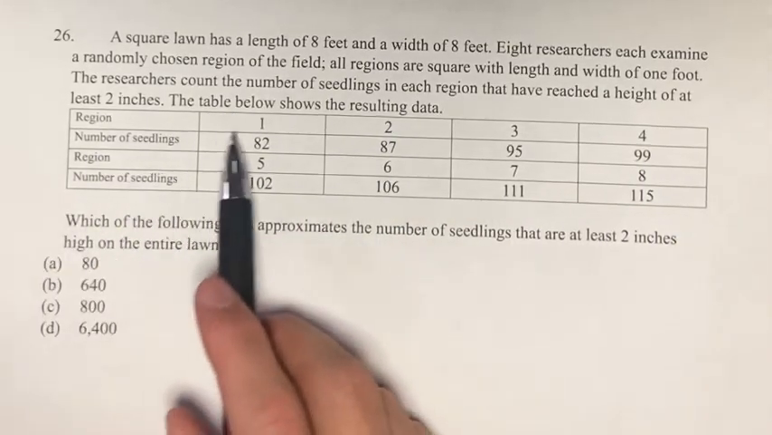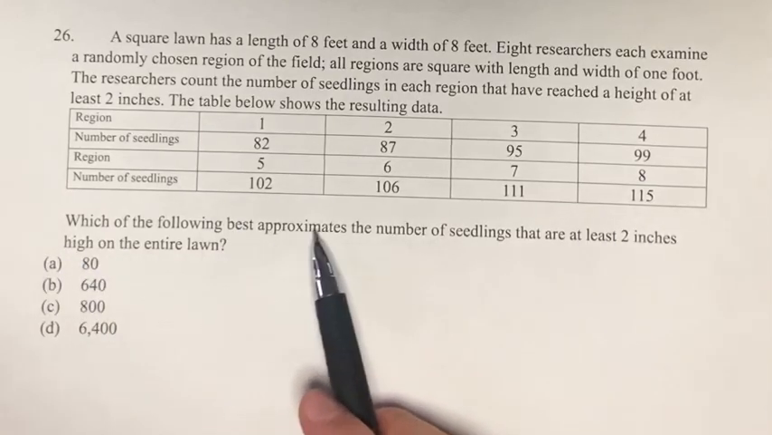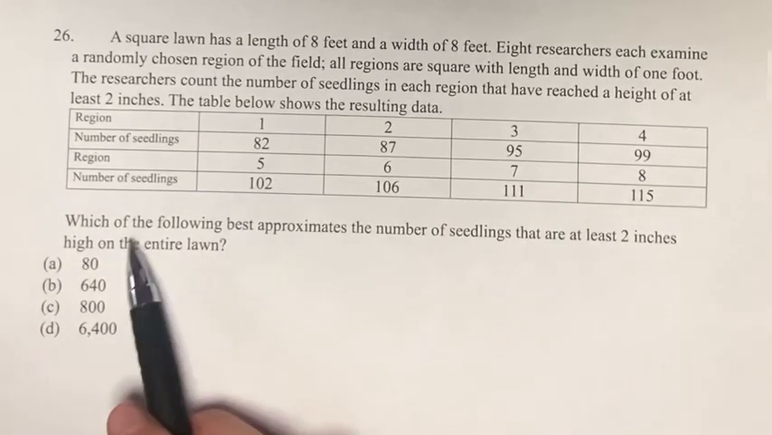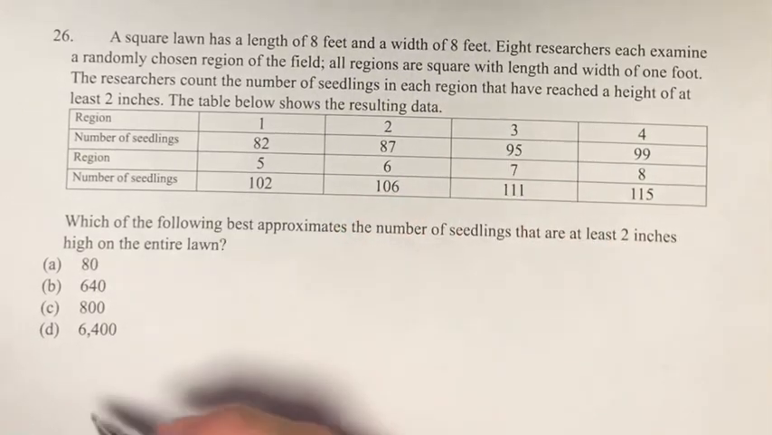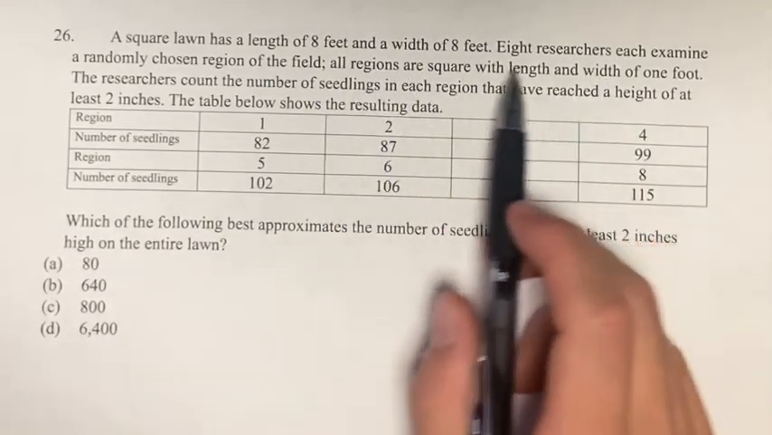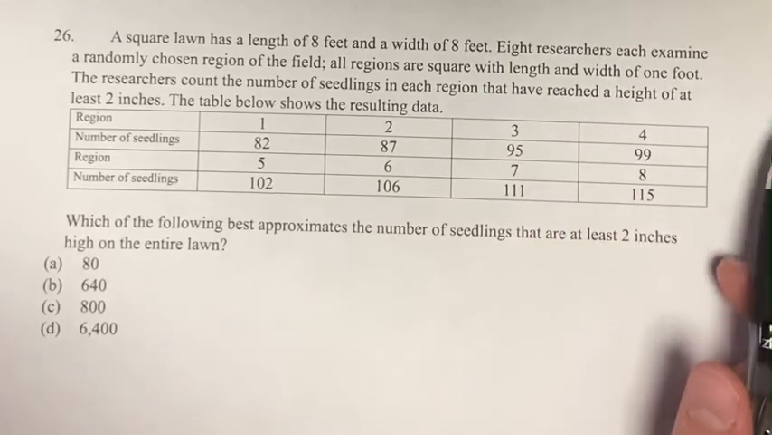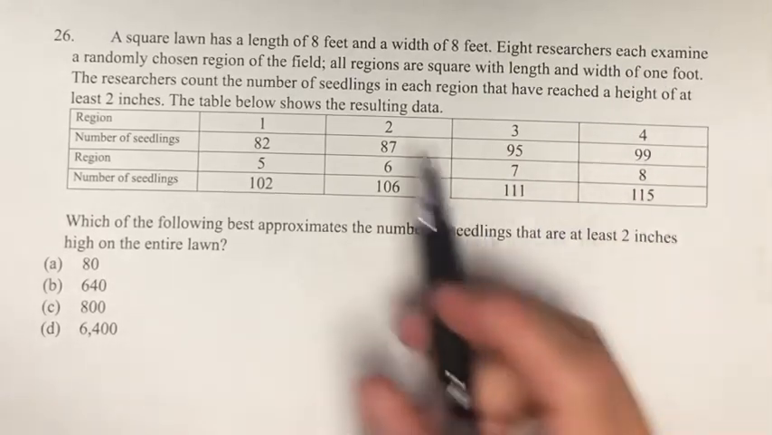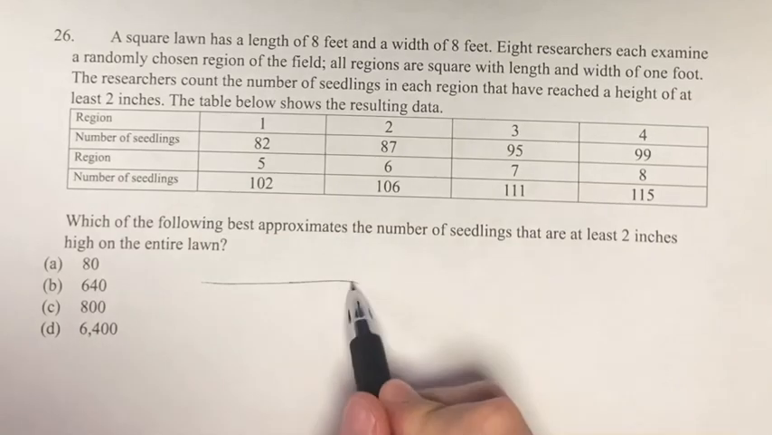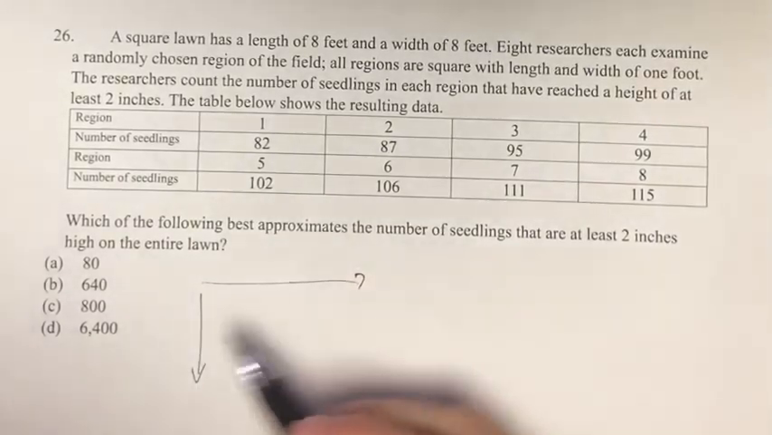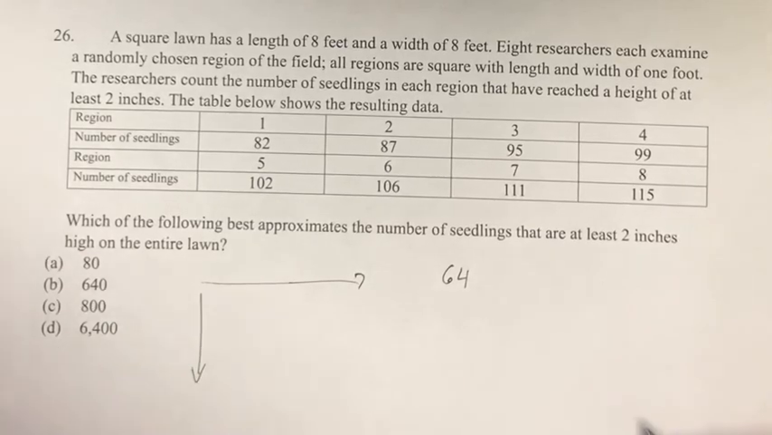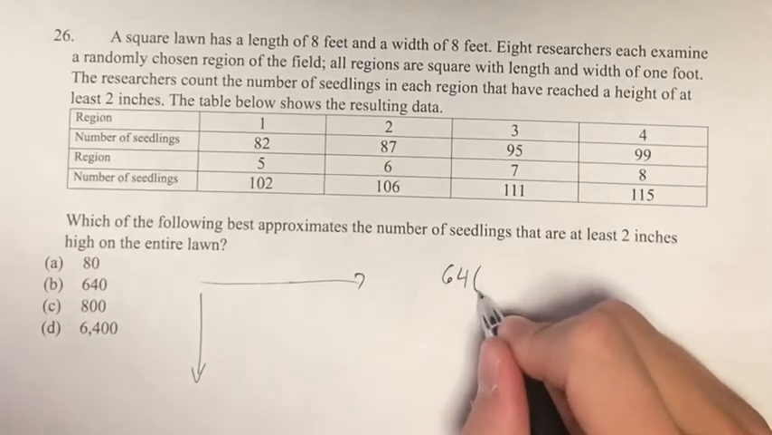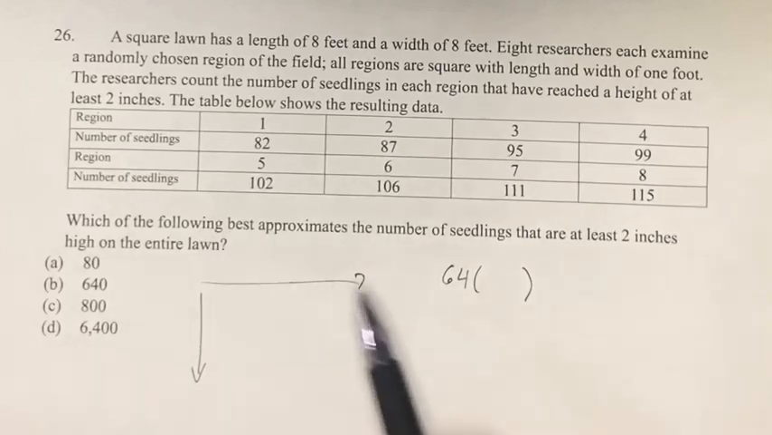So we're asked, based off of these 8 regions, which of the following best approximates the number of seedlings that are at least 2 inches high on the entire lawn? So if we have an 8 foot by 8 foot square lawn, and each region is 1 foot by 1 foot, that means there are 8 regions going across and 8 regions down. 8 times 8 is 64, so there's 64 total regions. We're going to use that and multiply it by the average in one region.